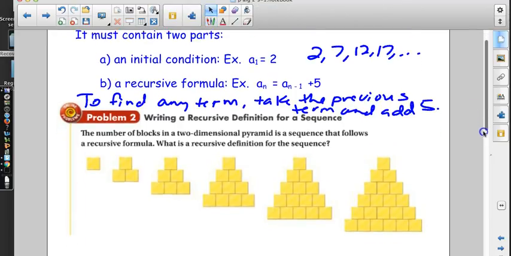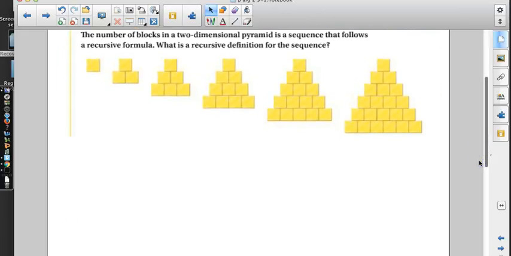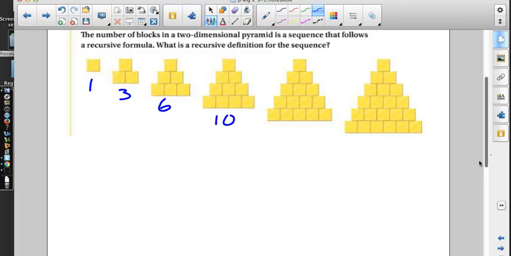So down here it says the number of blocks in a two-dimensional pyramid is a sequence that follows a recursive formula. What is a recursive definition for the sequence? Okay. Well, this said it was about the number of blocks. We better write down what we see for number of blocks. 1 block, 3 blocks, 6 blocks, 10 blocks, 15 blocks, 21 blocks.